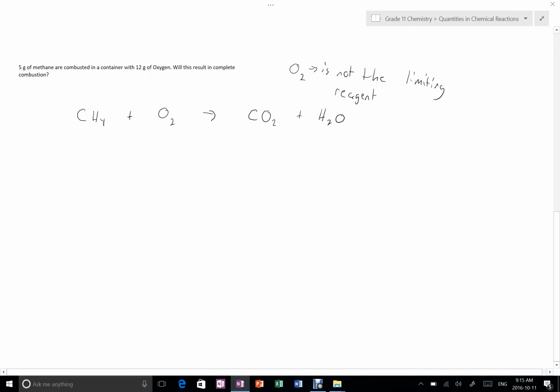So first of all, to do this, we better balance this chemical equation. So I need 2 hydrogens, and that means I need 4 oxygens. Carbon is balanced. Okay, now that I have this reaction balanced, I know I have 5 grams of methane and 12 grams of oxygen. The first thing first, I have to take into account the mass of the individual molecule so that I can get these over to moles.